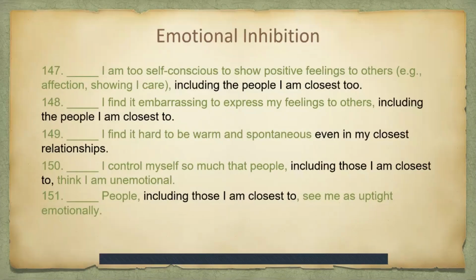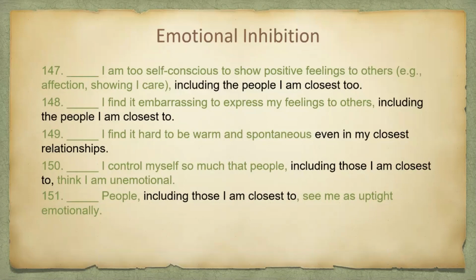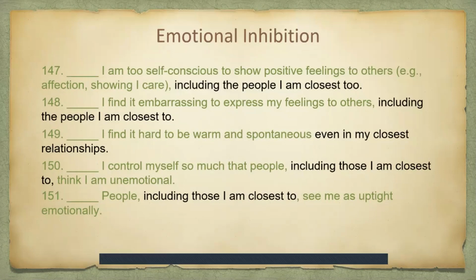I'm too self-conscious to show positive feelings to the people I'm closest to. So leave out others, just the people I'm closest to. I find it embarrassing to show my feelings to the people I'm closest to. So that would pick up on that case. We don't really care so much about general, but maybe we would have a separate scale for that: emotional inhibition in the context of group functioning and emotional inhibition in the context of intimate relationships. But I think the intimate relationship part would pick up on the attachment theory related construct of avoidant attachment.